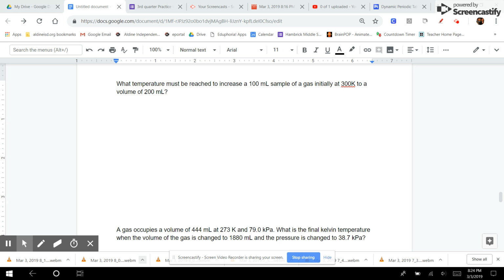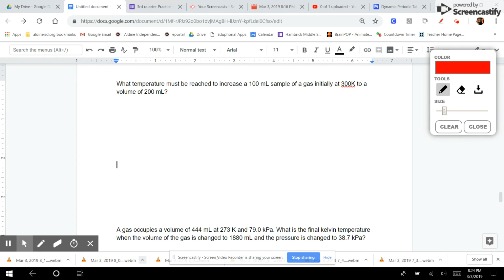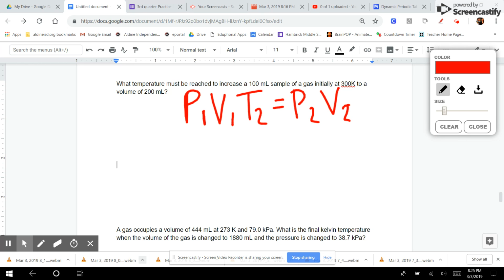Okay, this question says what temperature must be reached to increase a 100 milliliter sample of a gas initially at 300 Kelvin to a volume of 200 milliliters. So this question, again, the gas is changing, so I have to pick which formula I'm going to use. Since the gas is changing, the formula is going to be combined gas law, P1V1T2 equals P2V2T1.